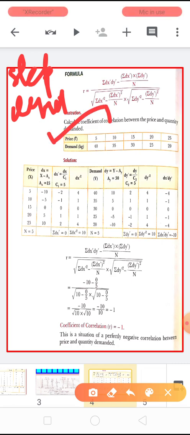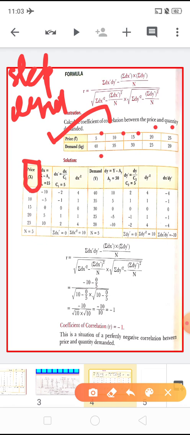So the values given are price and demand. The price we will take as the x variable and the demand we will take as the y variable. The values are like 5, 10, 15, 20, 25 and 40, 35, 30, 25, 30. Children, I must explain this is a negative correlation because as the value of the x variable increases, the value of the y variable, that is demand, decreases. We can call it linear correlation as well because the differences are the same.